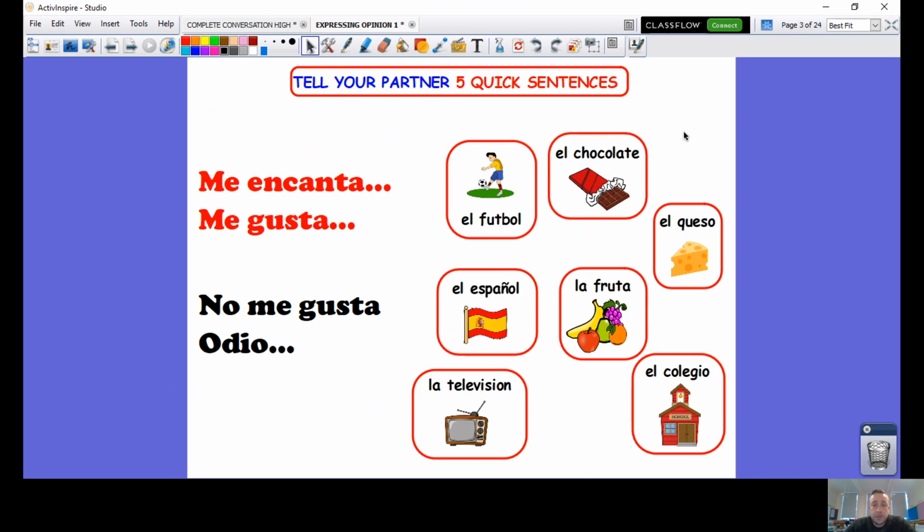Right, we're going to do 5 quick sentences. I'm going to go first. I'm going to shoot out 5 sentences in Spanish and then it's your turn. Here we go. Me encanta el chocolate. No me gusta el queso. Odio la televisión. Me gusta el español y me encanta el fútbol. 5 sentences, your turn. Off you go.